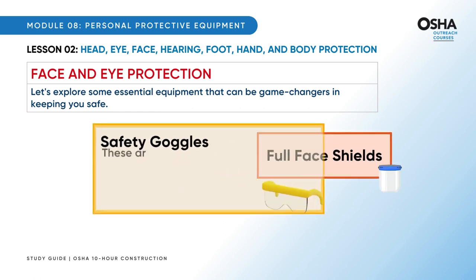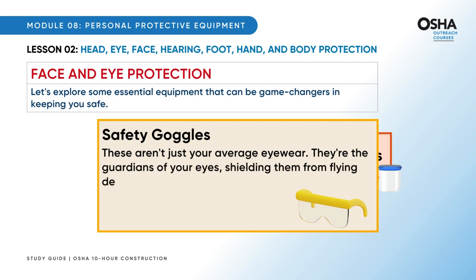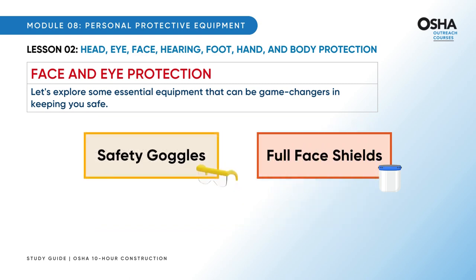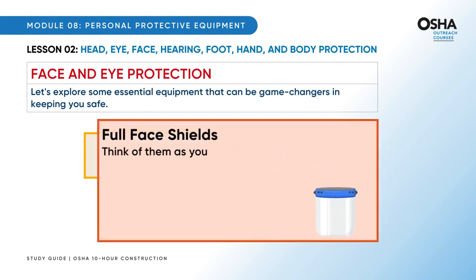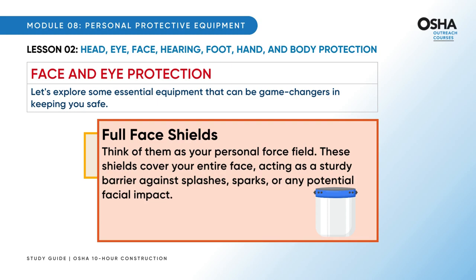First up, we have safety goggles. These aren't just your average eyewear, they're the guardians of your eyes, shielding them from flying debris, harmful chemicals, or any unexpected hazards. Then there are full face shields. Think of them as your personal force field. These shields cover your entire face, acting as a sturdy barrier against splashes, sparks, or any potential facial impact.